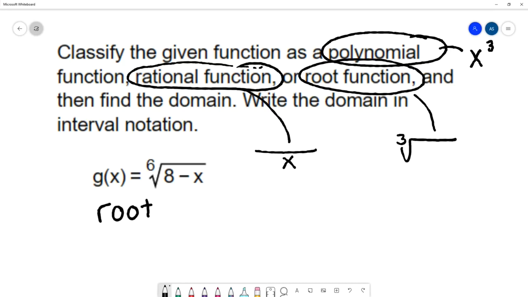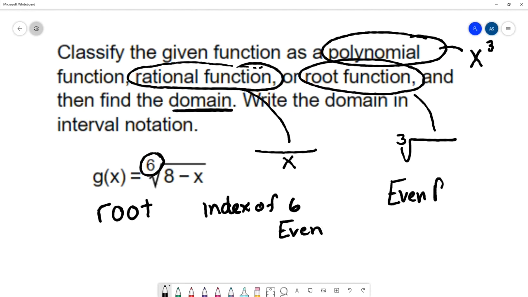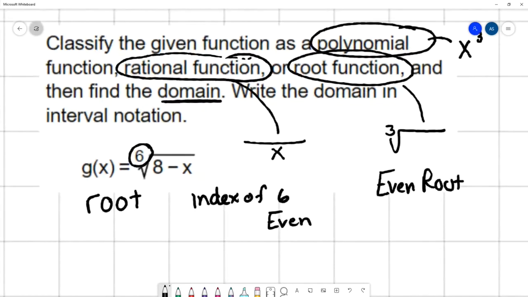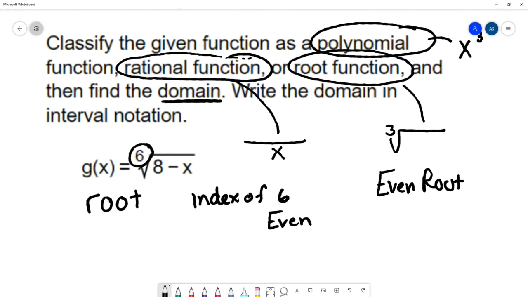But we also want to find the domain of this function. And we want to categorize this root function as either even or odd. So you look at the index, and we have an index of 6, which is an even number. So we would classify this as an even root. Now, when you have an even root, you do have some restrictions on the domain.